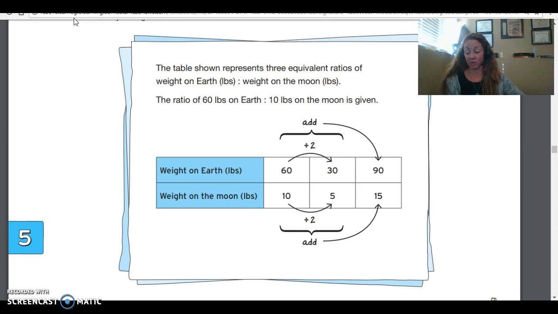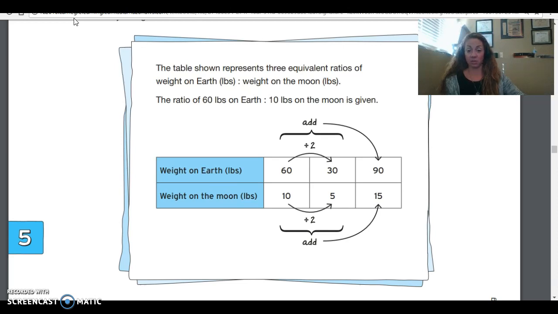So the ratio of weight on Earth compared to weight on the moon is about 60 pounds to every 10 pounds. So we can use ratio tables just as another model to show relationships between two quantities. So basically, tables are just another organizational tool that we can use to solve our problems.